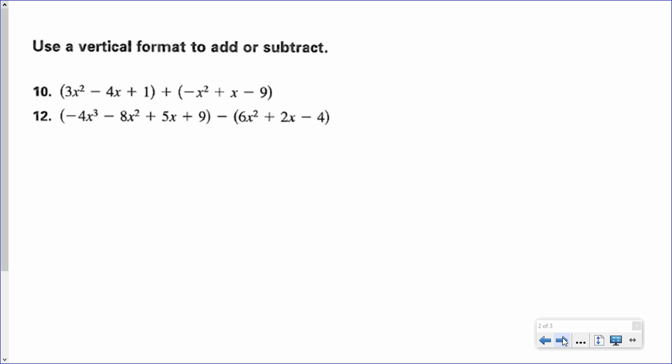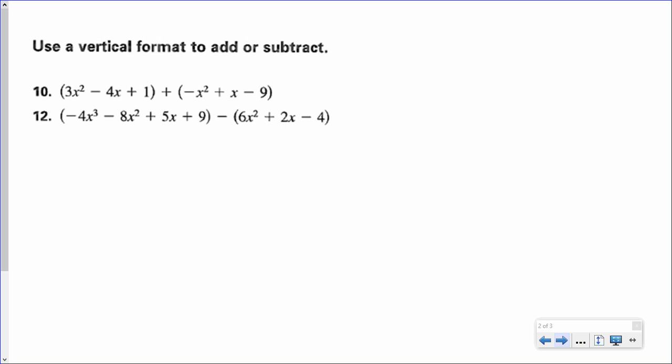Second part of the worksheet, it says use vertical format. I really don't care what you use. Just get the right answer. The big thing is this. Check to see if there's a plus sign or a minus sign between the two. If there's a plus sign, it's easy. You just start putting together like terms.